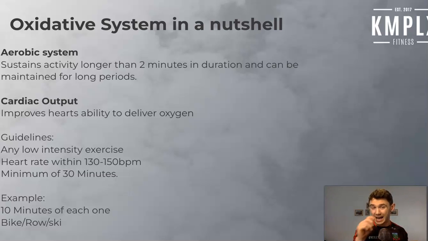The guidelines here is any low intensity exercise, heart rate within 130 to 150 beats per minute. A lot of you would have seen me use my Whoop or my MyZone strap and track my heart rate as I'm doing my workout. This would be a minimum of 30 minutes, ideally a minimum of 40. I always go with a minimum of 30 because 40 is a lot for people who are busy, and people really don't see the value in sessions like this, even though there is a lot of value to be gotten from them.